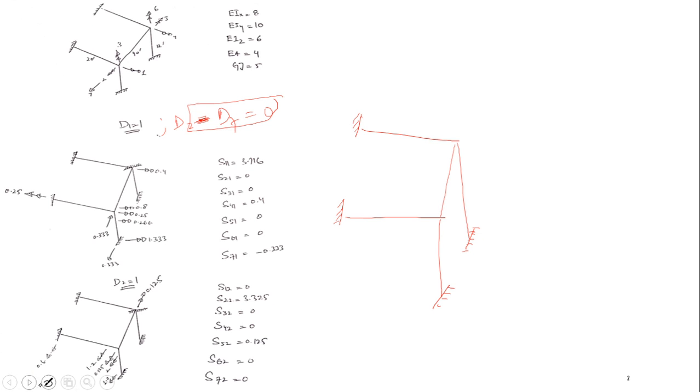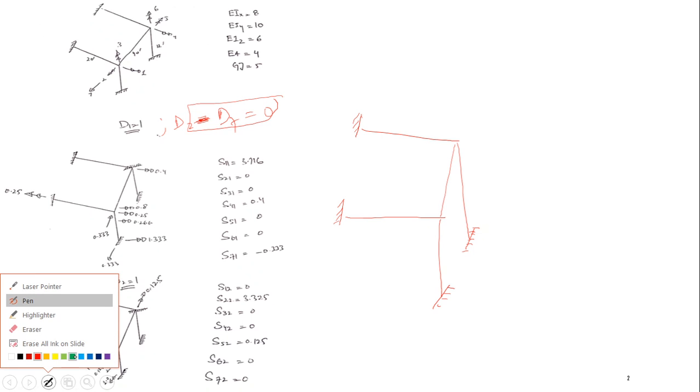For number 1, I have to keep d1 equal to 1 and d2 to d7 all 0. It means all other degrees of freedom are restrained. So I have applied a fixed support here. Let me draw again so that you can understand more clearly. And this is your fixed support. So I'm applying d1 equal to 1.